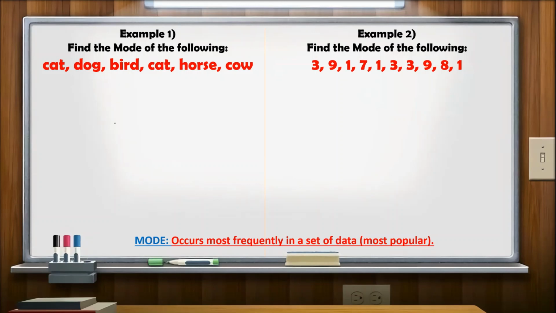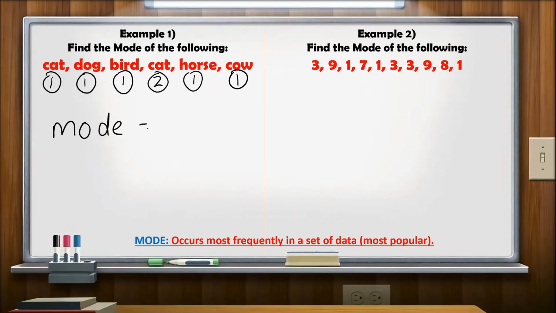The first method I'd like to show you is as simple as looking at the data, and if it is as small as what we have in example 1, it is just a case of finding which piece of data comes up the most. So I can see that the cat comes up twice, dog comes up once, bird comes up once, horse comes up once, and cow comes up once. So the mode in my data set for example 1 is cat. And there we have it. We have calculated the mode for example 1.